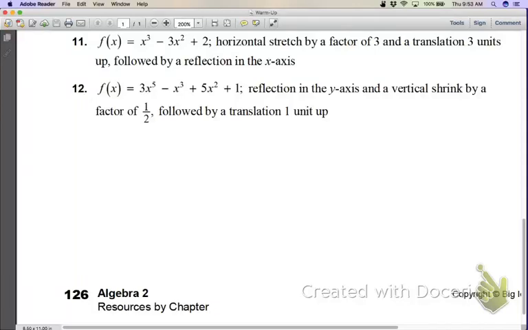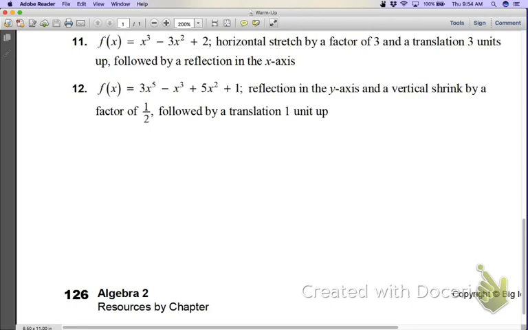So with 11, you have f of x equals x to the third minus 3x squared plus 2. So it's a horizontal stretch by a scale factor of 3, and then translation 3 units up, followed by reflection. It should be on the x-axis or over the x-axis, however you want to look at it. So you've got 3 things that are happening.